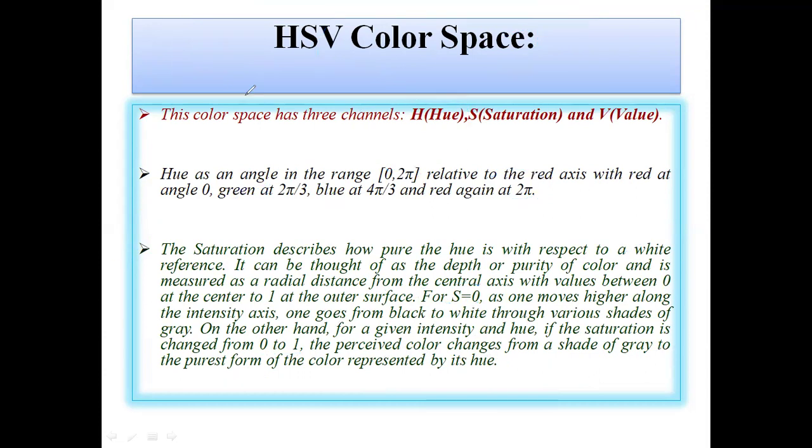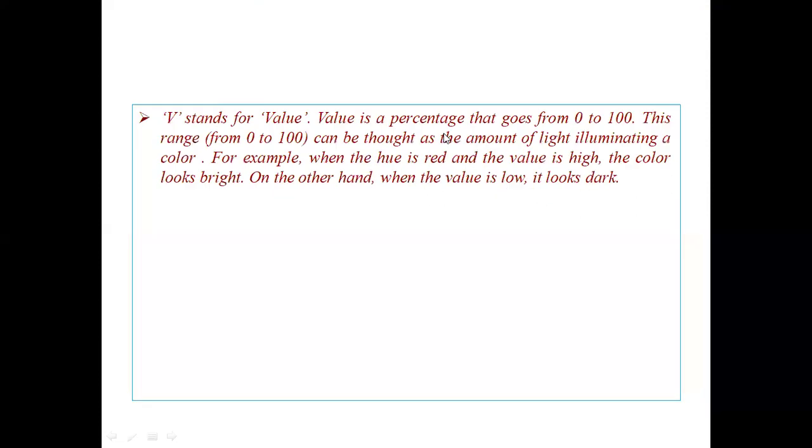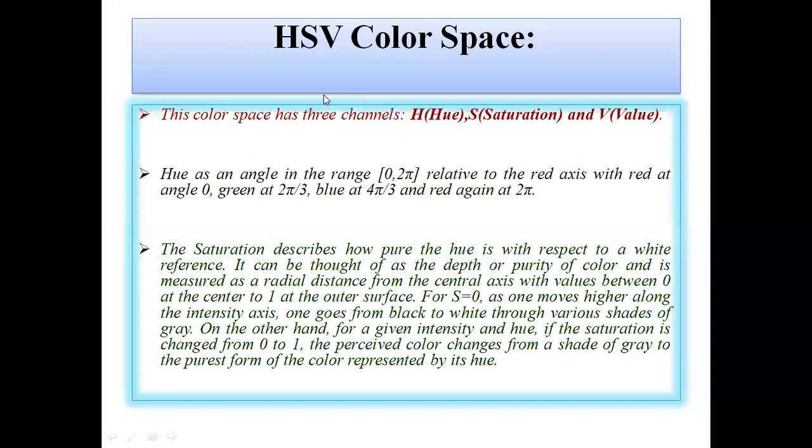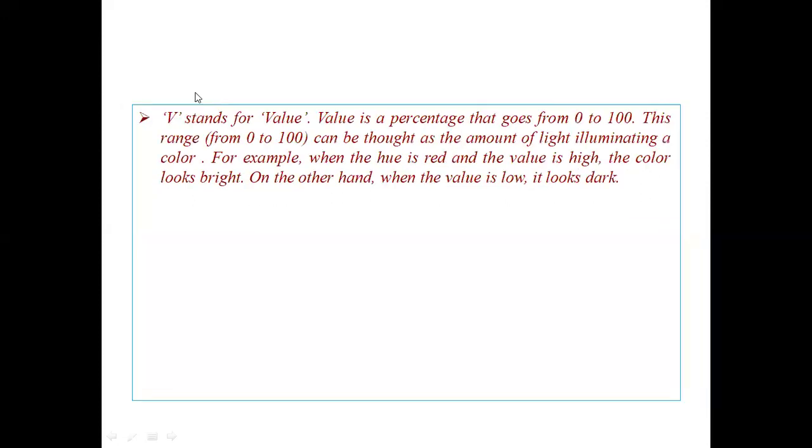Okay. Now V. V stands for value. Value is a percentage that grows from 0 to 100. This range, 0 to 100, can be thought of as the amount of light illuminating a color. For example, when the hue is red and the value is high, the color looks bright. On the other hand, when the value is low, it looks dark.